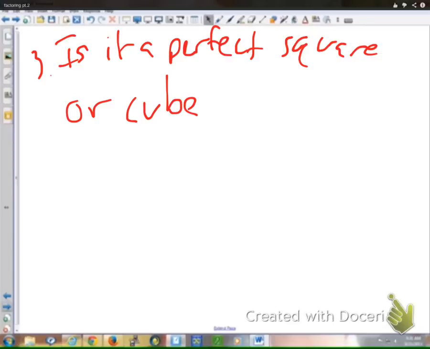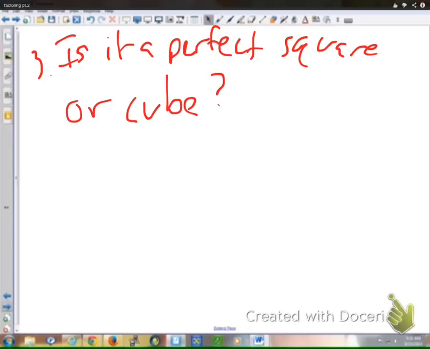Is it a perfect square or cube? I'm going to show you how to notice those two things in a second, but step 3 is you need to be able to discern, is it a perfect square or cube? So step 1, anything in common? Step 2, quadratic. Step 3, squares or cubes.